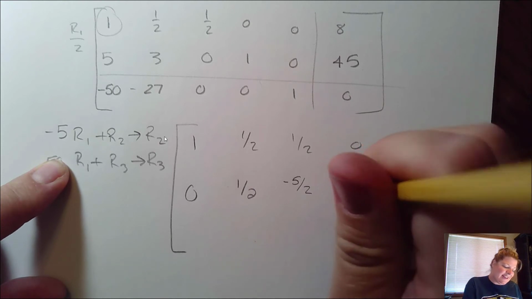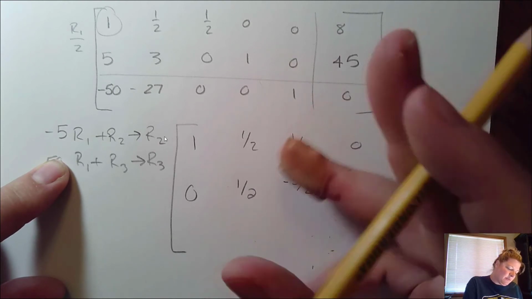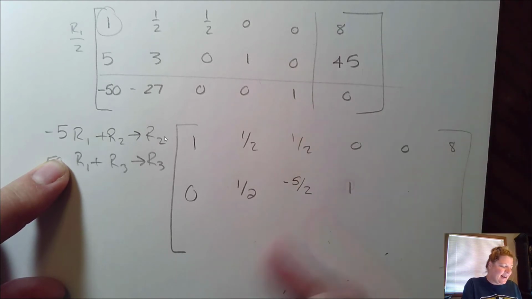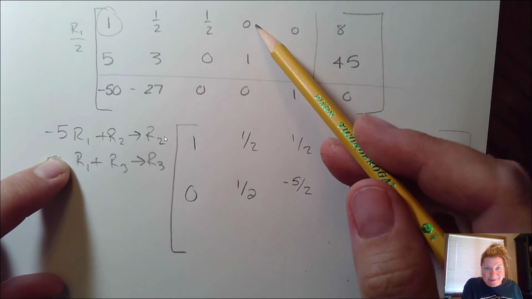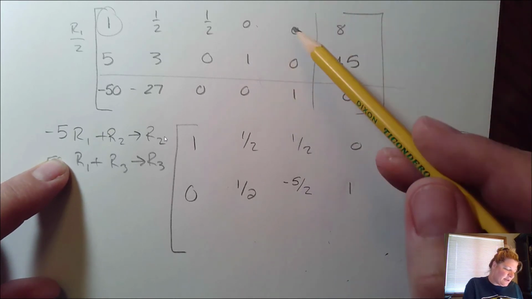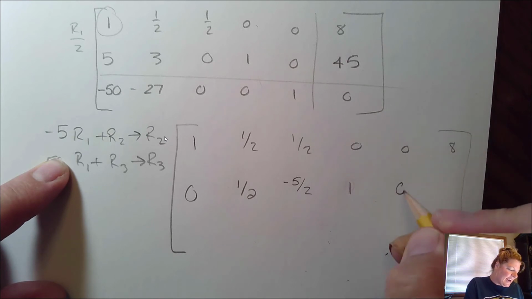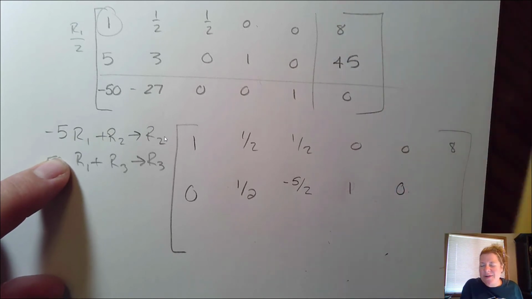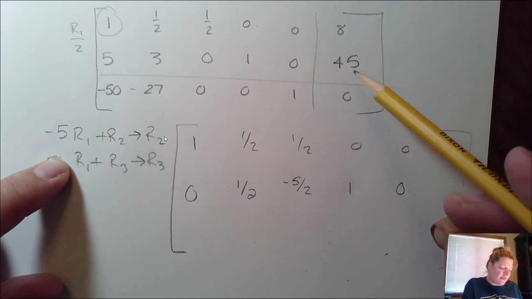Negative 5 times 0 is 0 plus 1 is 0. Oops. See, that's what's going to get you. One little thing. Negative 5 times 0 is 0 plus 1 is 1. Negative 5 times 0 plus 0 is 0. Negative 5 times 8 is negative 40 plus 45 is 5.